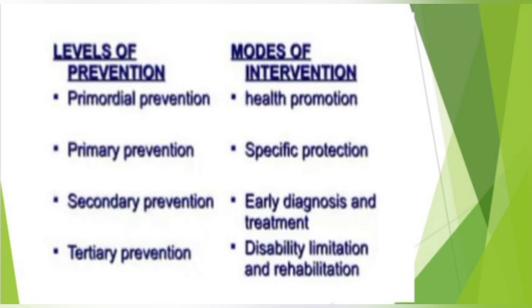Here we will see the levels of prevention. Primordial prevention include health promotion and health education. Primary prevention includes specific protection against a disease. Secondary prevention include early diagnosis and treatment. Tertiary prevention include disability limitation and rehabilitation. So Pap smear examination is an early screening test to determine cervical cancer. So it will come under secondary prevention.